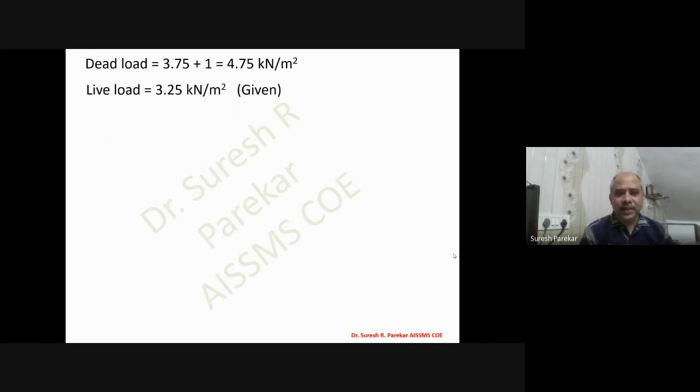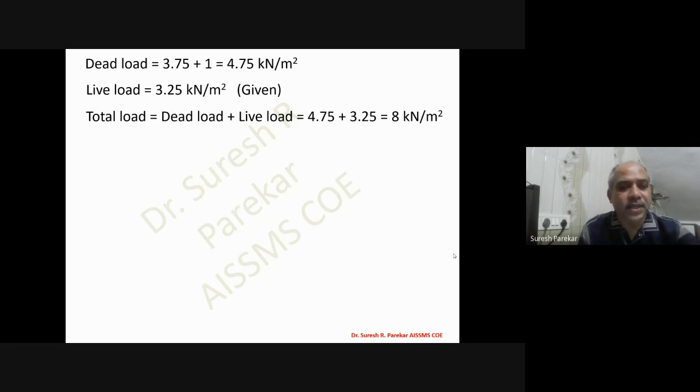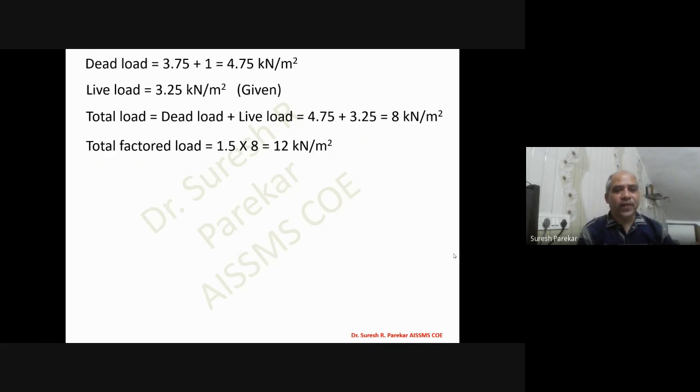The live load, the superimposed load, is given as 3.25 kN/m². So the total load, dead load plus live load, is 8 kN/m². Now from this we have to find the factored load. The factored load is 1.5 into the total load. The total load is 8, so 1.5 into 8 gives 12 kN/m².